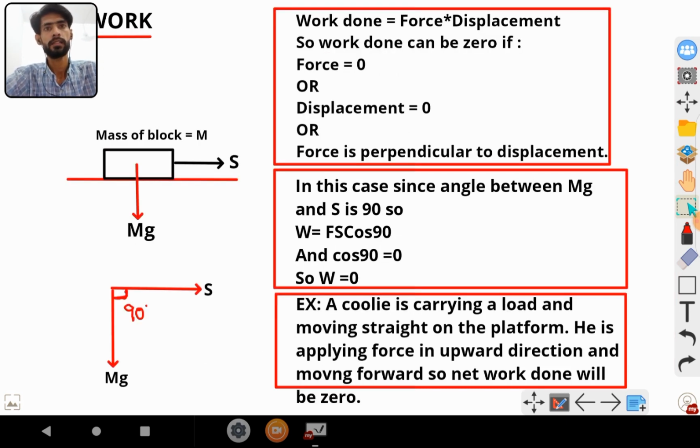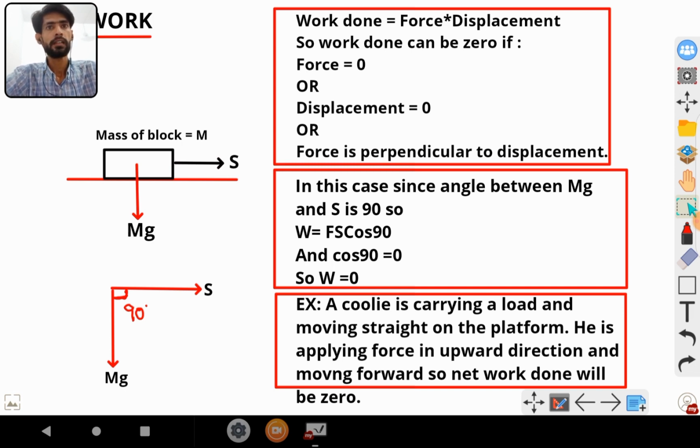How can we say whether work is happening or not? It depends on the angle between the force and the displacement. We can see in the diagram, a block is placed on a particular platform. It has a tendency to be displaced in the forward direction, but there is no force applying on it. The only force is its weight mg.